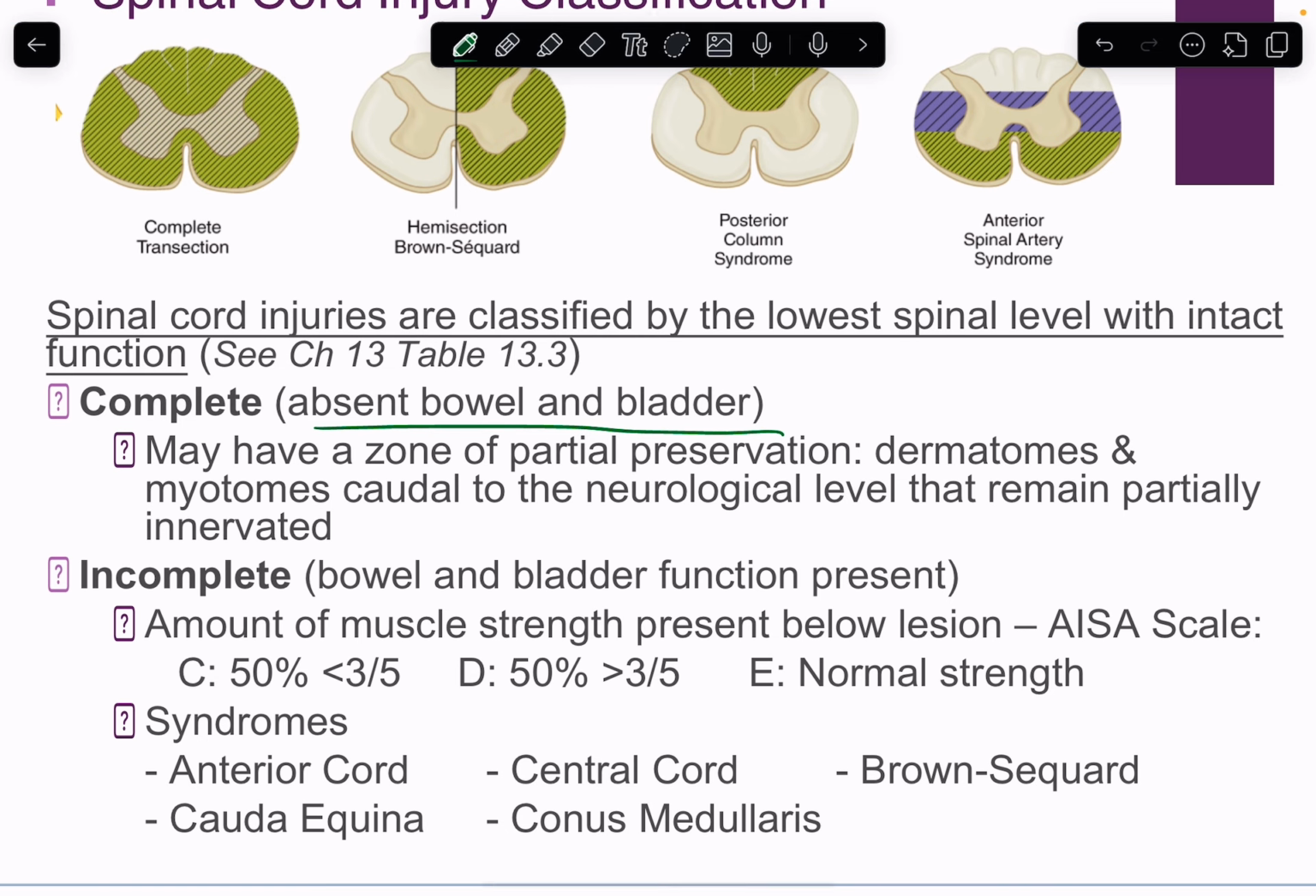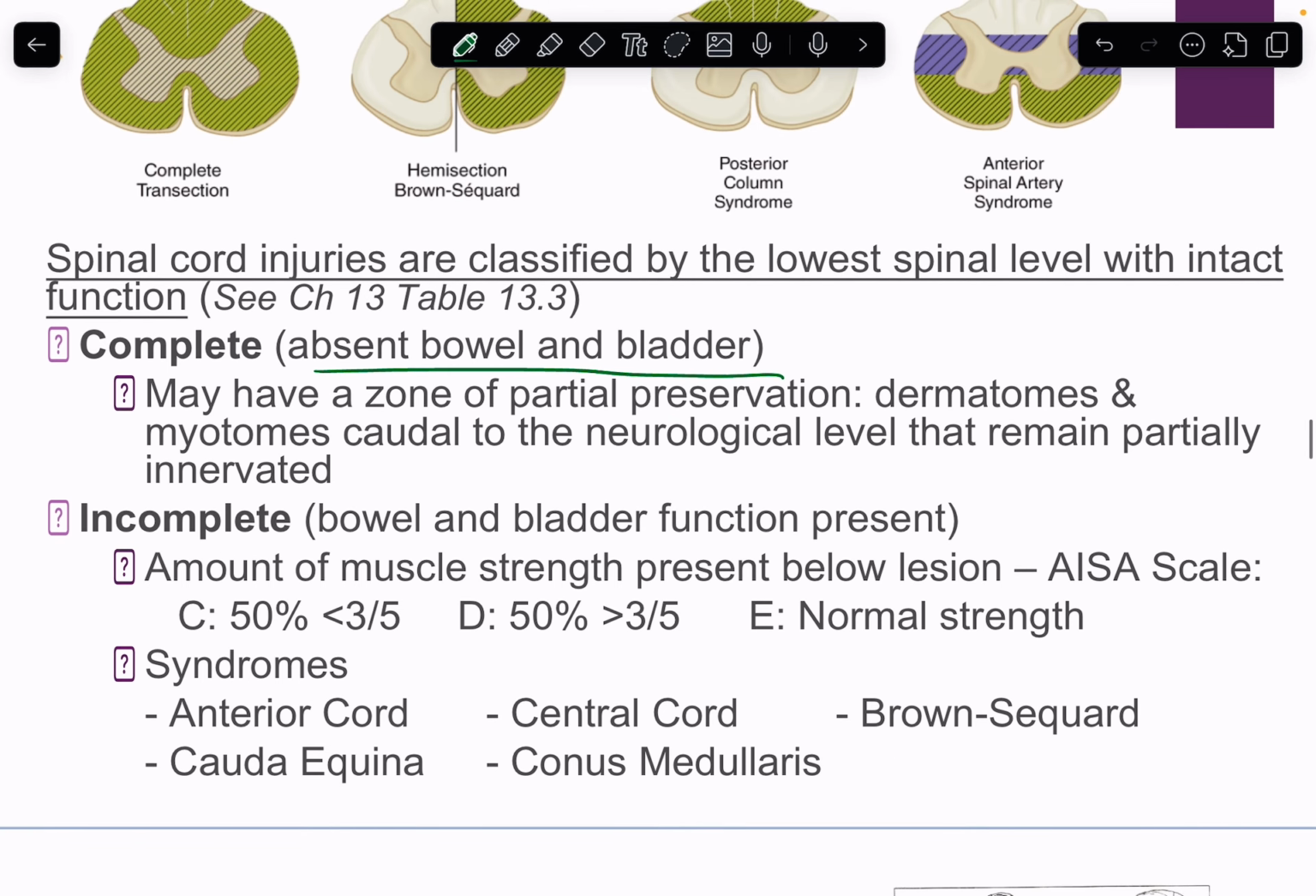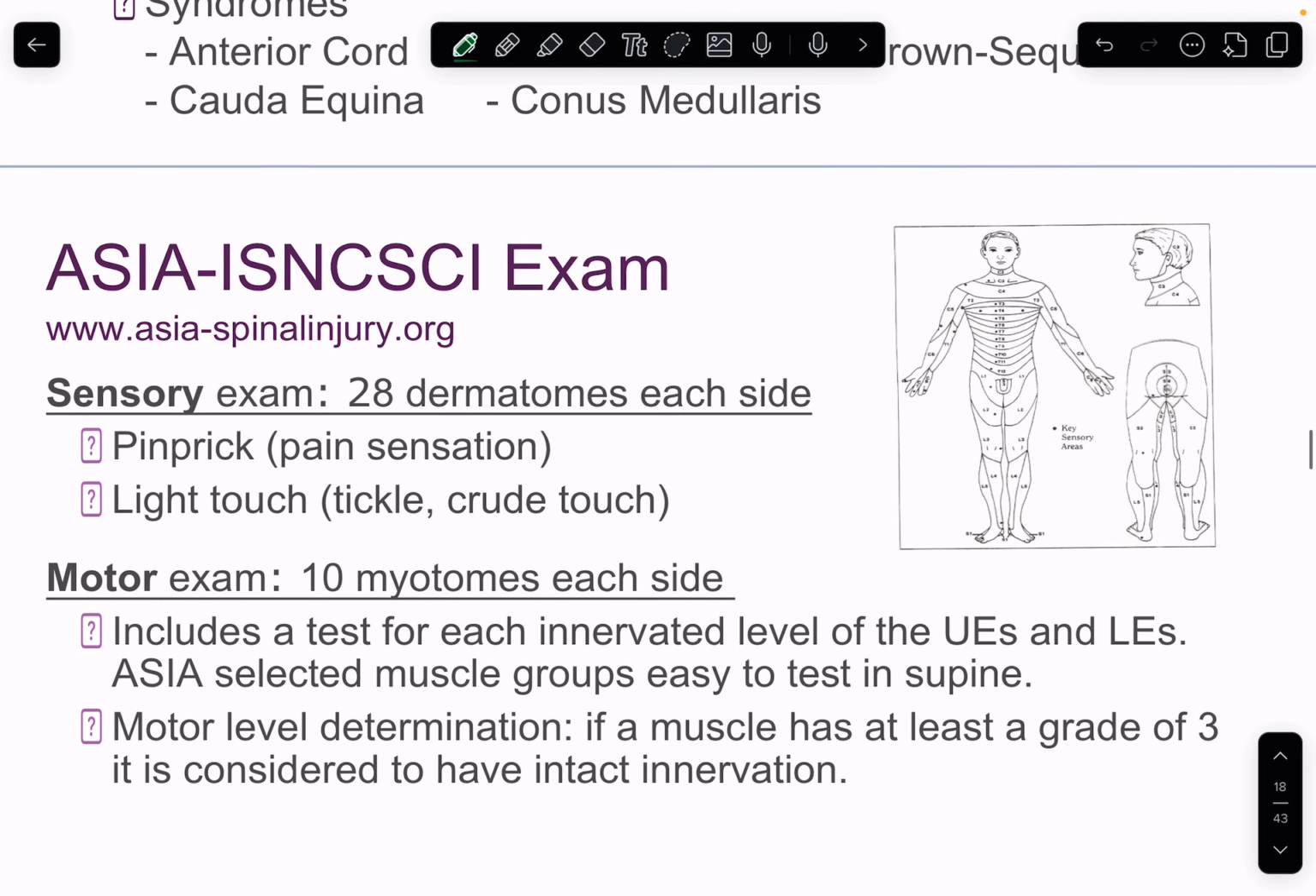For the amount of muscle strength present below the lesion, we can say ASIA scale C, D, or E. C is if less than 50% of the muscles below the lesion have 3 out of 5 muscle strength, and D is greater than 50% of the muscles having 3 out of 5 muscle strength. And then of course ASIA E is normal strength. Again, we'll talk about the different syndromes of the spinal cord depending on the part of the spinal cord that is injured or affected.